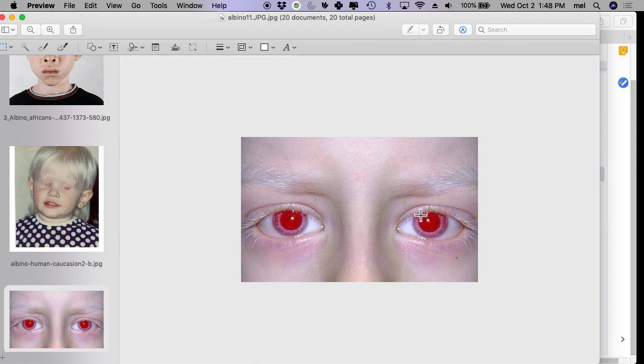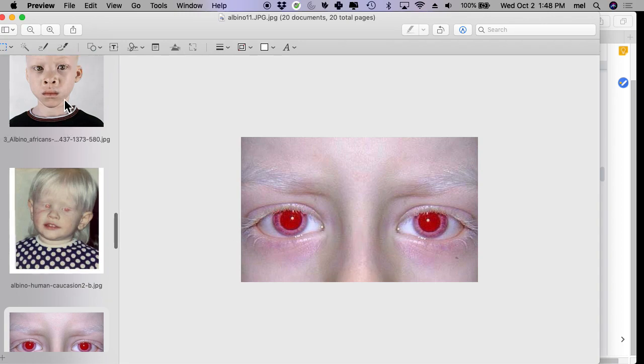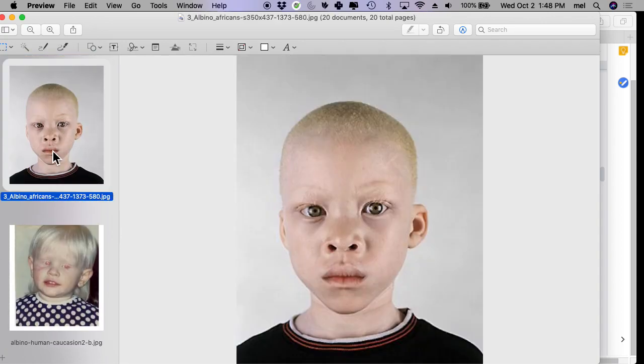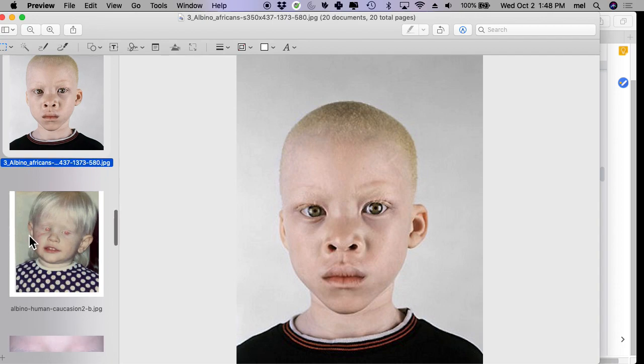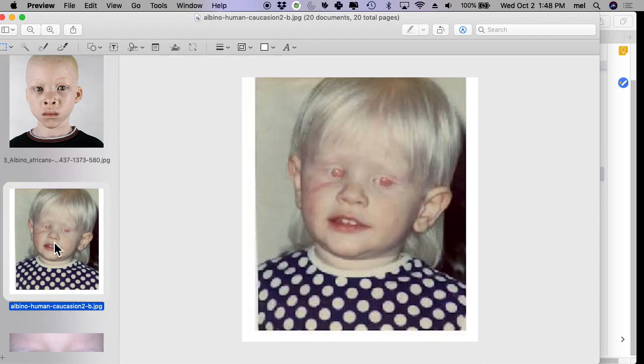Okay, so this child has albinism of the skin, the hair, and the eyes. This child is probably of African descent, and he's got albinism of the hair and the skin, but he doesn't have complete albinism of his eyes. Do you see that he still has some pigmentation in his eyes? Now, anyone with albinism at all needs to protect from the sun. They have just damn near no protection at all.